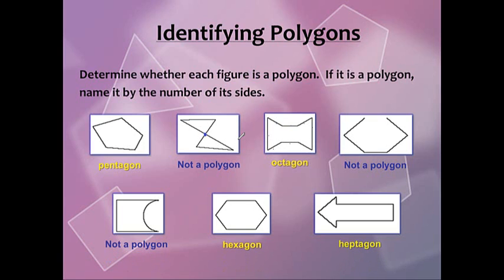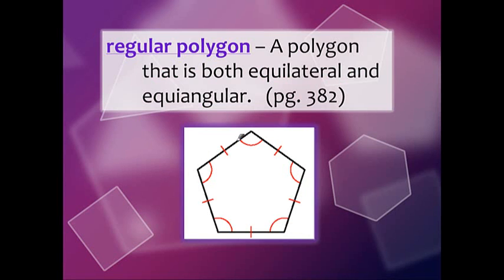Okay, you should have gotten that the first one is not a polygon because we have this part here that is not a segment. It is a curve. They all must be segments. Then we have a hexagon, which is 6 sides, and a heptagon, which is a 7-sided polygon. A polygon is considered a regular polygon if it is both equilateral and equiangular. Remember, equilateral means all of the sides are congruent, and equiangular means all of the interior angles are congruent. So this would be a regular pentagon.